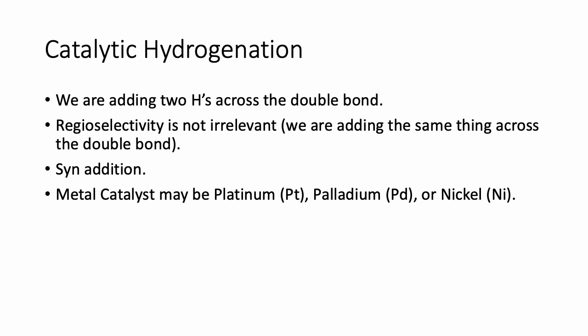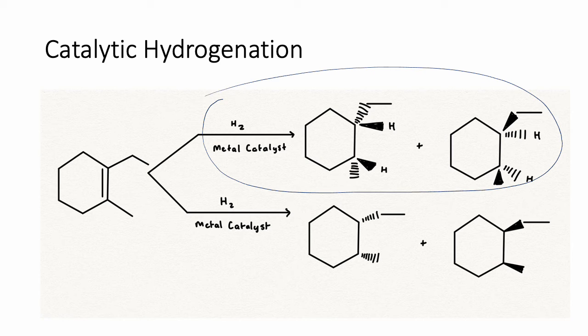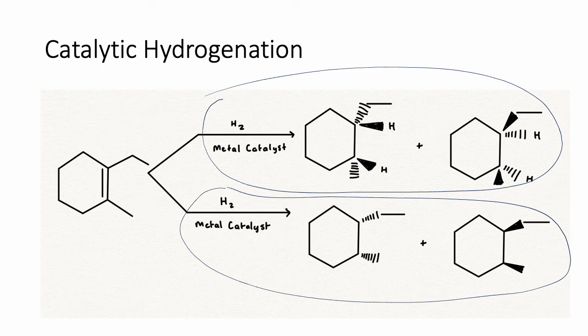The next reaction is catalytic hydrogenation. So we're going to add two hydrogens across a double bond. We're not going to care about regioselectivity because we're adding the same thing across the double bond, and this reaction proceeds via syn addition. It also requires a metal catalyst, and that can be platinum, palladium, or nickel. For catalytic hydrogenation, you can choose whether or not to show the hydrogens. On the top, we have the products if I were to show the hydrogens, and on the bottom, we have the products if I chose not to show the hydrogens.